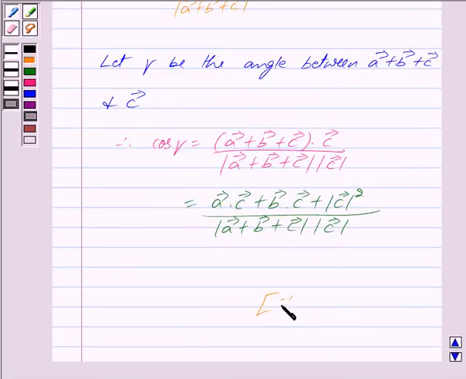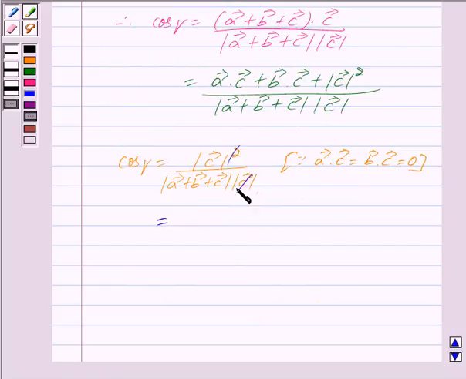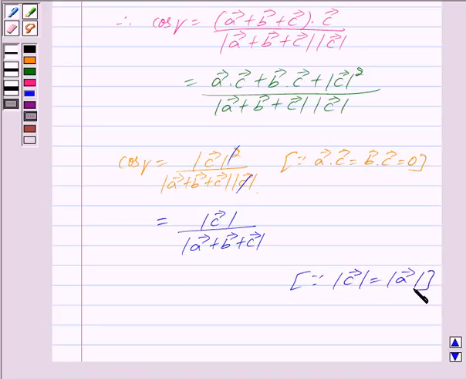Now since vector A dot vector C is equal to vector B dot vector C, which is equal to 0, therefore we get cos gamma is equal to mod of vector C square upon mod of vector A plus vector B plus vector C into mod of vector C. And this is equal to mod of vector C upon mod of vector A plus vector B plus vector C. Now, since mod of vector C is equal to mod of vector A, therefore we get cos gamma is equal to mod of vector A upon mod of vector A plus vector B plus vector C.